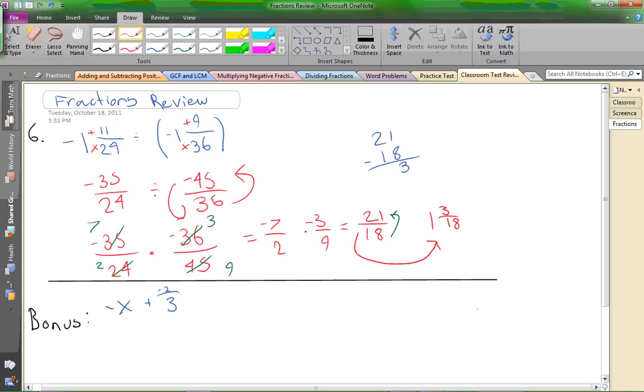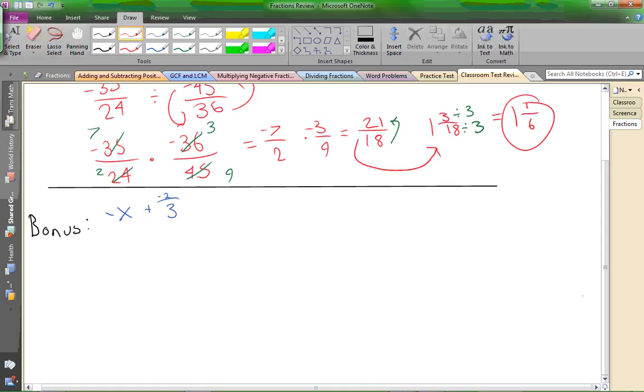But this simplifies. I know 18 is divisible by 3, and it is 6. So you do 1 and 3 over 18, you do 3 divided by 3, and 18 divided by 3, because you need to simplify your answer. And this then equals 1 and 1 over 6. 3 divided by 3 equals 1, and 18 divided by 3 equals 6. So this is your final answer.